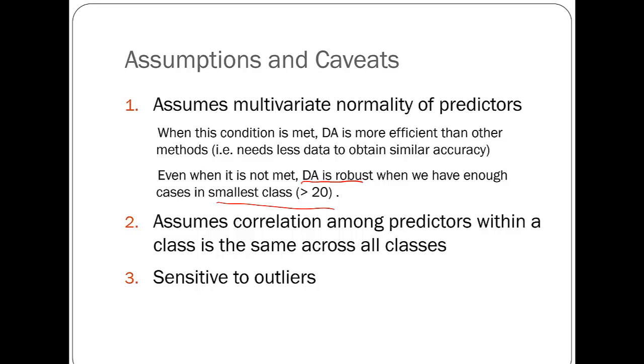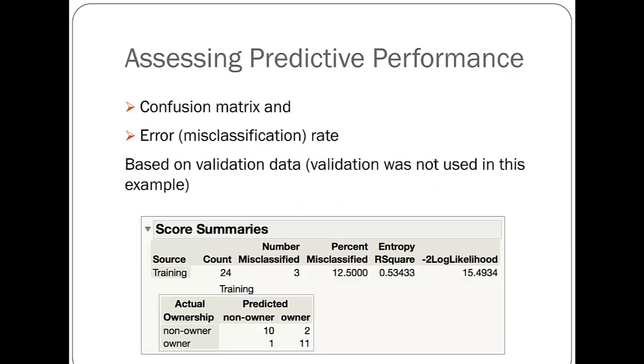How do we assess the performance? We're going to use confusion matrices and the misclassification or error rate. In this particular data set, we don't have a validation set because the data set was too small. But it's the same sort of thing that we did back in chapter 5. We're going to look for the lowest misclassification rates.